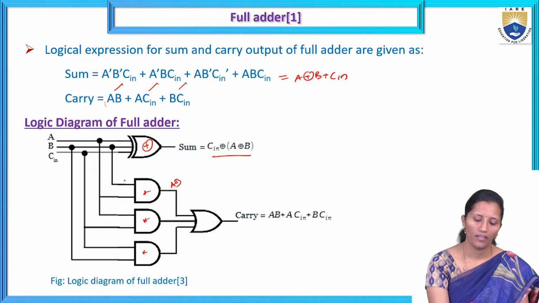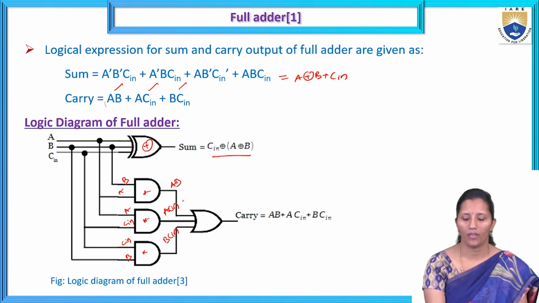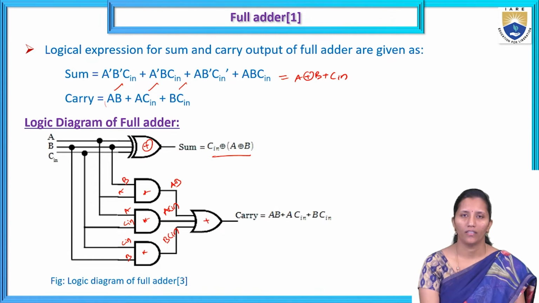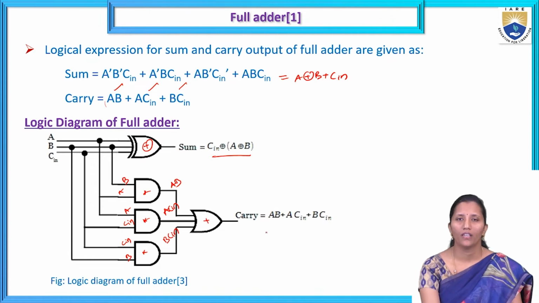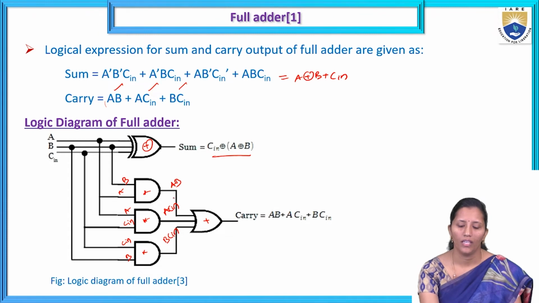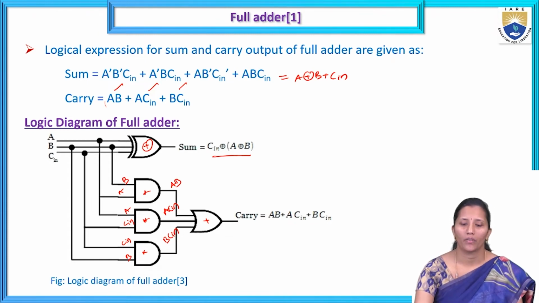So A, B is given here. Okay, and A, this one is C in is given here, and C in, B is given here. So AB, AC in, BC in. So these will be added by using the OR gate. So the plus symbol indicates the OR gate. Okay, so here AB plus AC in plus BC in. So this is the logic diagram of the full adder.